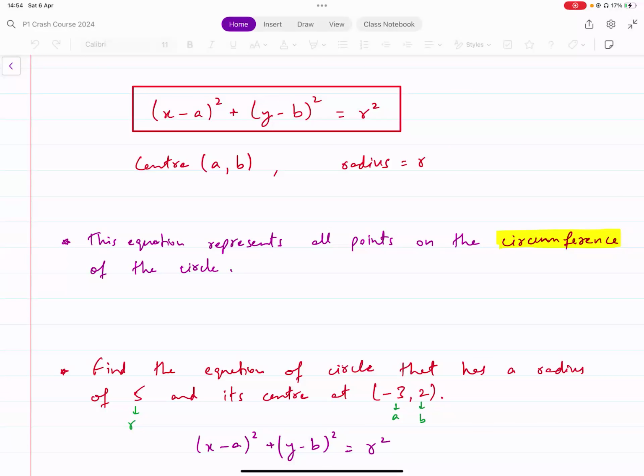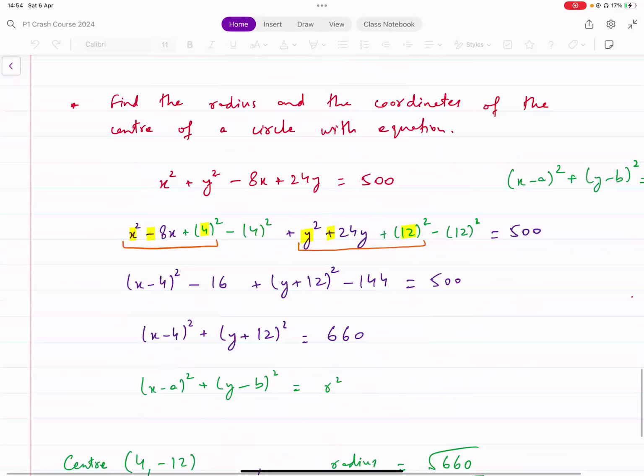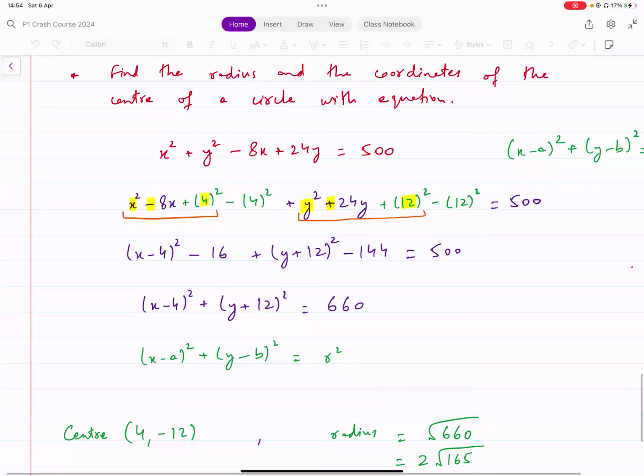R is the radius. So in order to write down the equation of a circle, you need two things: the coordinates of the center and the radius. If you have those two things, you can write down the equation of the circle. We looked at different examples of this. In particular, this was important when you have the equation of a circle given, especially in expanded form, and you have to find the radius of the circle and the coordinates of the center of the circle.